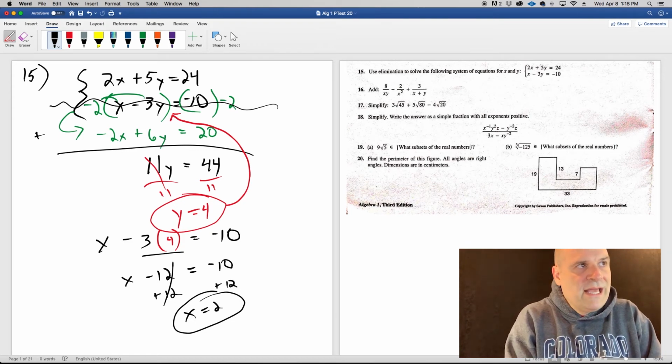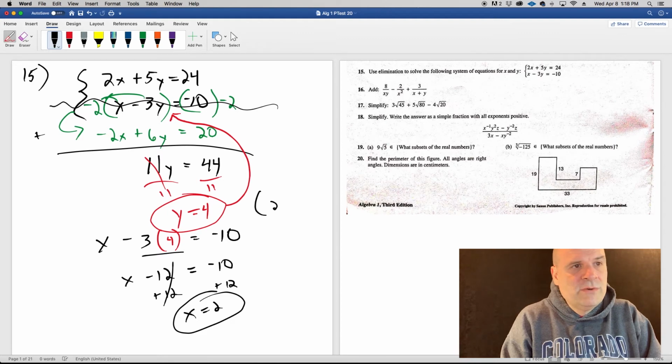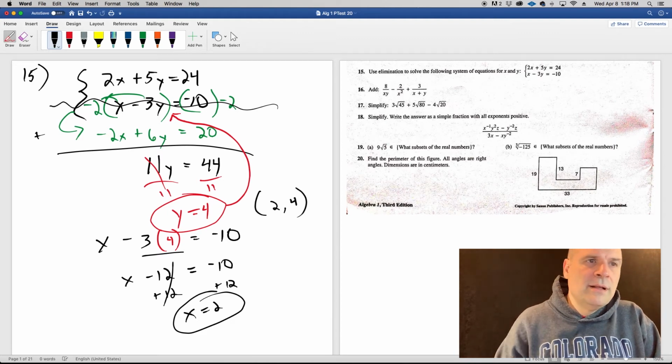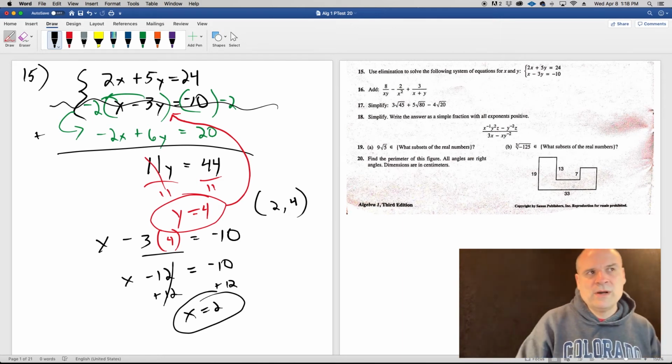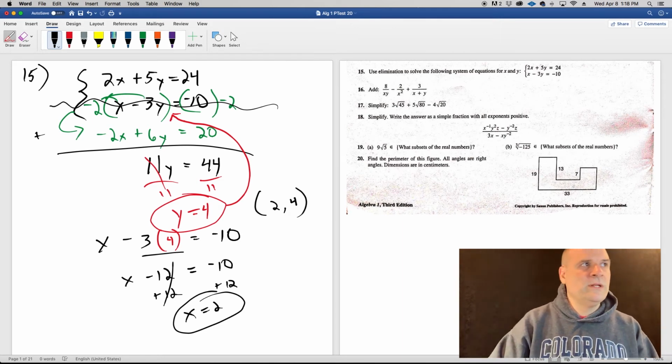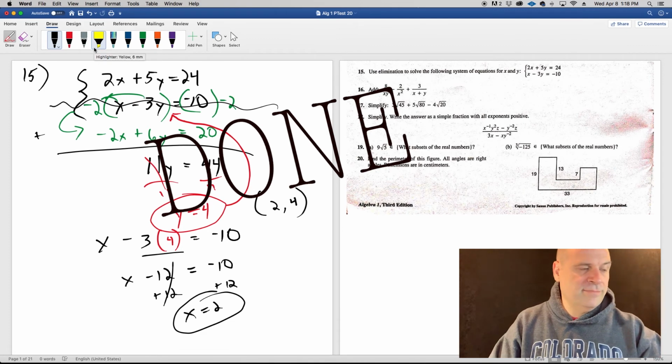All right, so let's just make sure these x and y's work in the other equation. So 2 times x, which is 2. 2 times 2 is 4, plus 5 times 4 is 20. 4 plus 20 is 24, check. So you can write it like this, or remember the cool kids are doing this these days: 2 comma 4, writing your x coefficient first and then your y coefficient. All right, well done, good job, moving on.